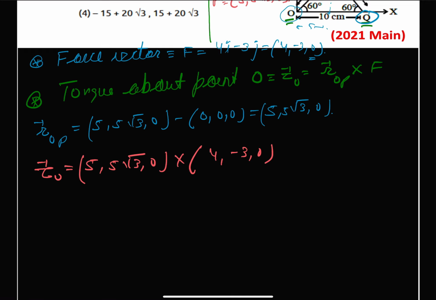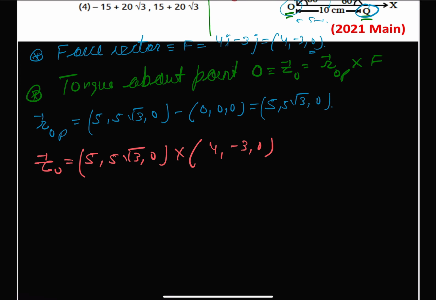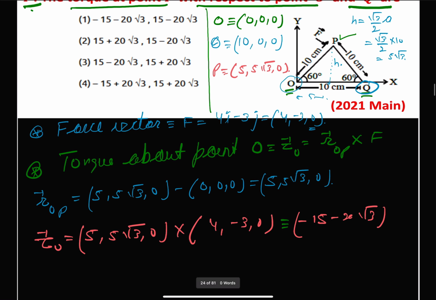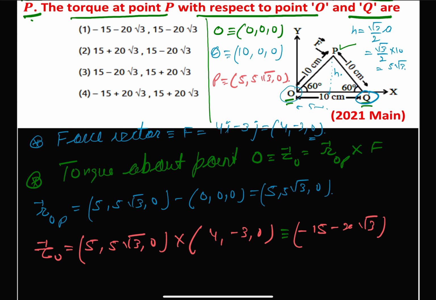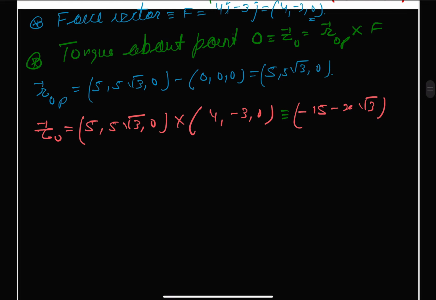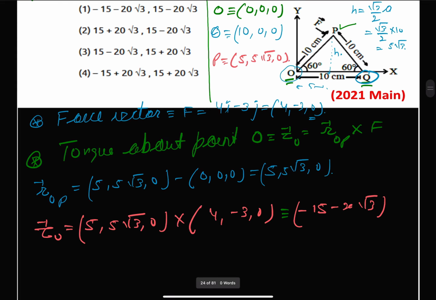This will be giving us, we are only interested in magnitude, no need for the direction. So we can say this will be equal to minus 15 minus 20 square root of 3, which is minus 15, minus 20 root 3. Okay, it looks like option 1 should be the correct one, but let's try for torque about Q also.